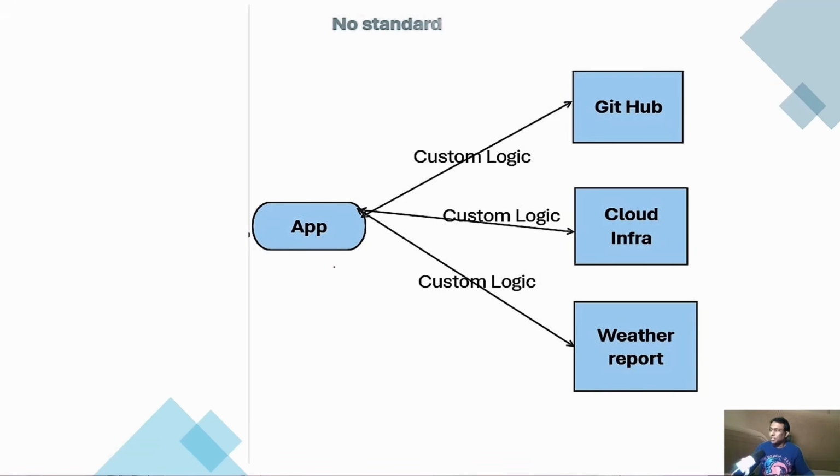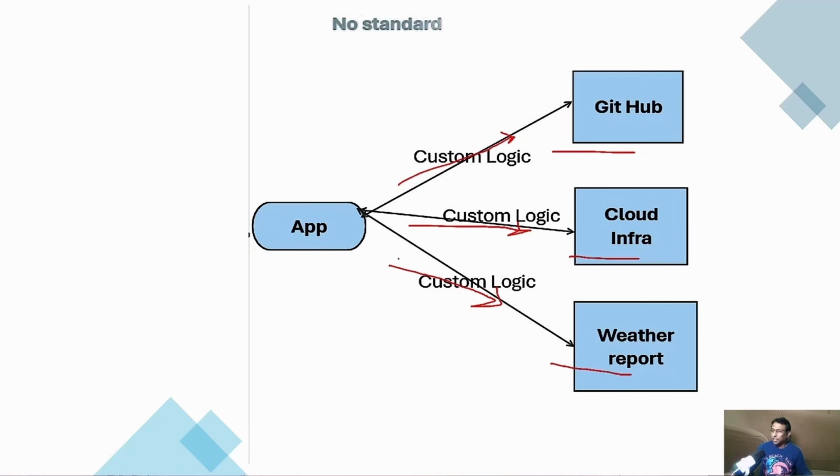So developers like us have to write custom code to integrate with these servers, GitHub or Cloud Infra or maybe weather report servers. One custom logic to integrate with GitHub, another custom logic to integrate with Cloud Infra, another custom logic to integrate with weather report. Because of this, our code becomes messy. Code maintenance becomes painful, and also scaling these applications becomes difficult.